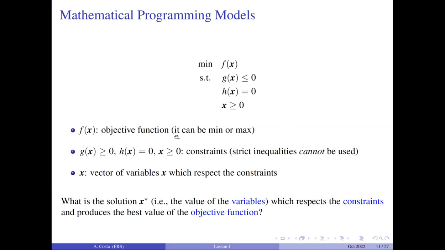So the problem described this way is I want to minimize the function f of x. Okay, this is the objective, and I want to find the x respecting these constraints, g of x less than or equal to 0, h of x equal to 0, and x greater than or equal to 0. Out of all the possible values of x respecting these constraints, what is the one minimizing f of x? This is what the mathematical model is telling you.